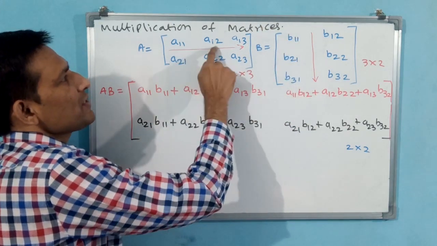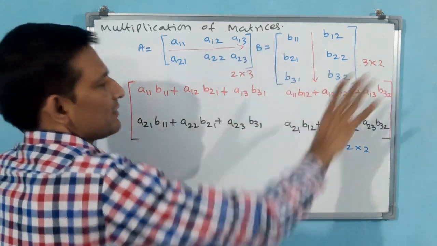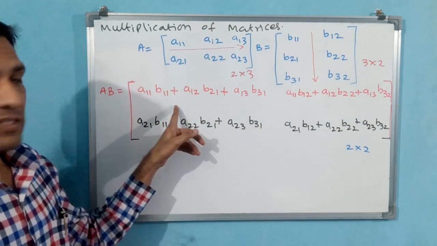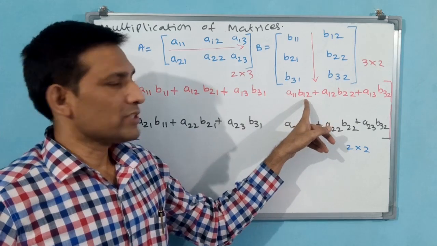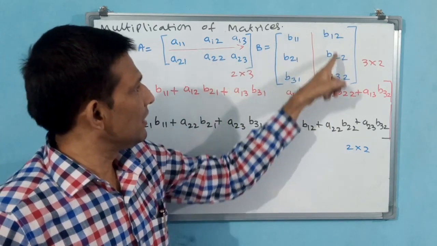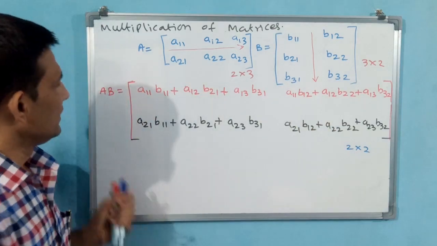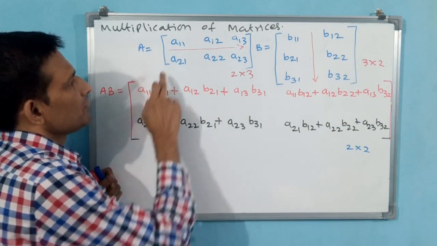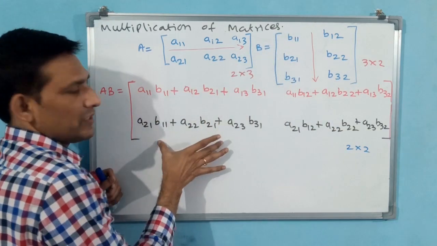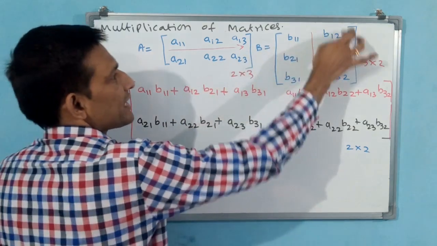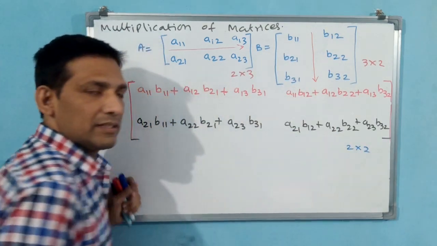See, A11, A12, A13. Okay? First row, first column. First row, second column. First row, but second column. B12, B22, B32. Okay? Then second row, first column. Second row, but first column will come here. Second row, but second column will come here.